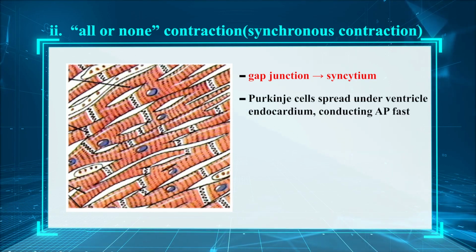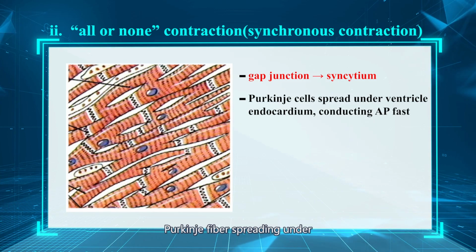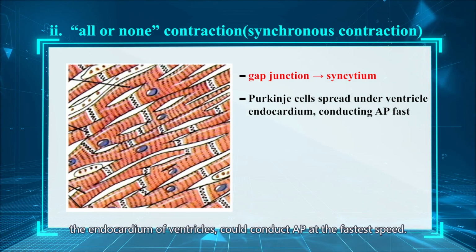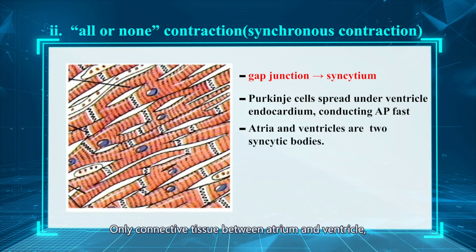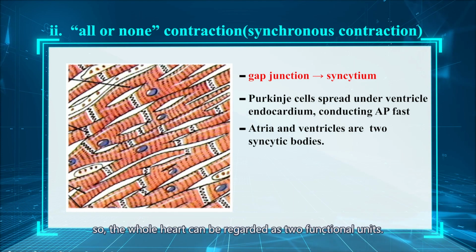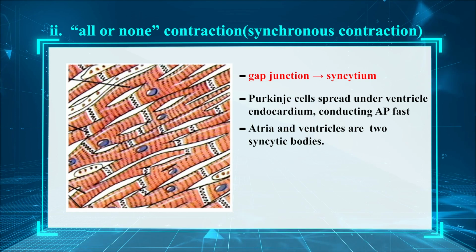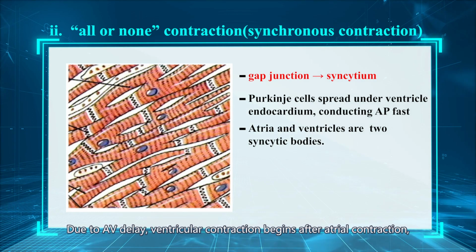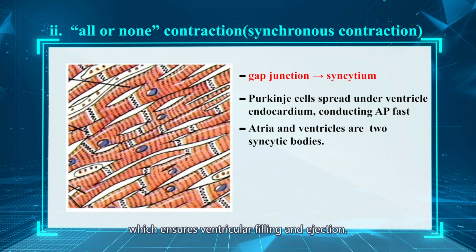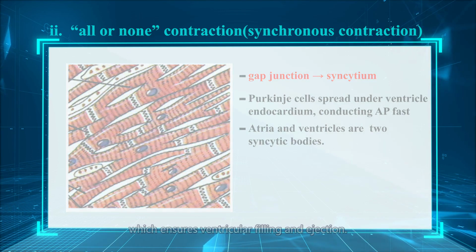In addition, Purkinje fibers spreading under the endocardium of the ventricles could conduct action potential at the fastest speed. Only connective tissue lies between the atrium and the ventricle, so the whole heart can be regarded as two functional units. Due to AV delay, ventricular contraction begins after atrial contraction, which ensures ventricular filling and ejection.